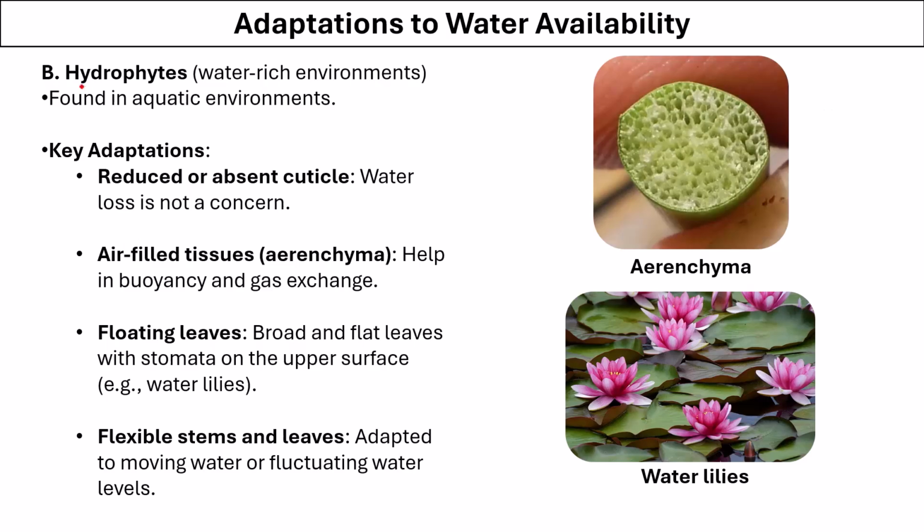Hydrophytes live partially or entirely in water. Because dehydration is not a problem for them, their cuticle may be thin or absent. Parenchyma is the tissue with large air spaces which help move gases and can also increase the buoyancy of plants. Floating leaves are broad and often place stomata on the upper surface where they come in contact with the air and exchange gases. Flexible stems and leaves bend with the current of water instead of resisting it so that they just don't break off.